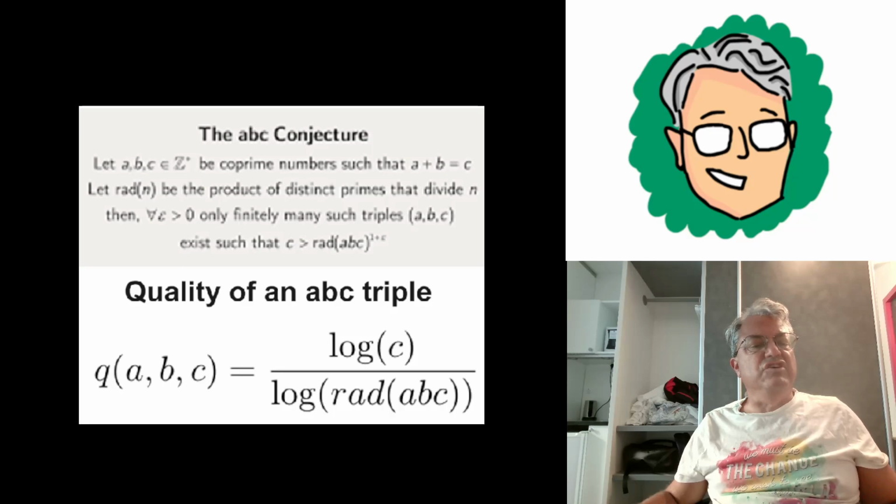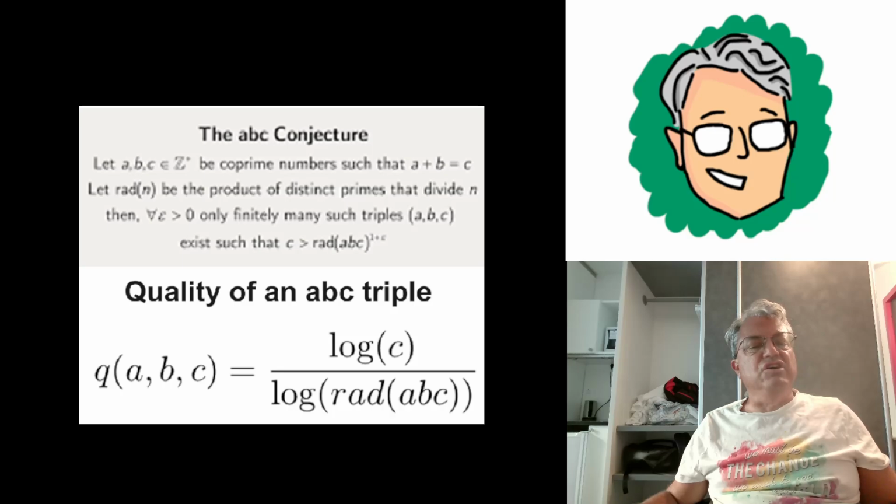And then there's a thing called the radical of n, written as rad n. That's just the product of all the distinct prime divisors of n. So what the ABC conjecture says is that for every positive number epsilon, there's only finitely many triples A, B, C, which we call ABC triples, such that C is greater than the radical of ABC, the product ABC, all raised to the power 1 plus epsilon.